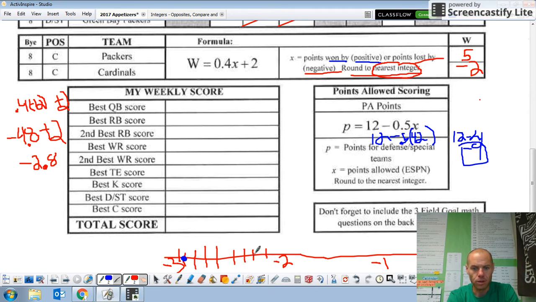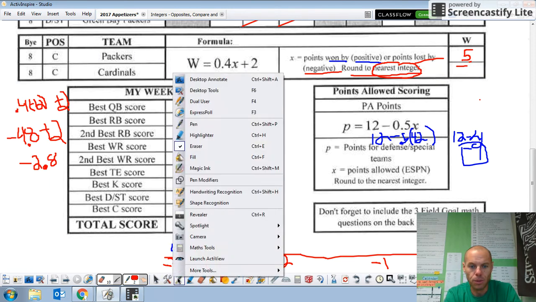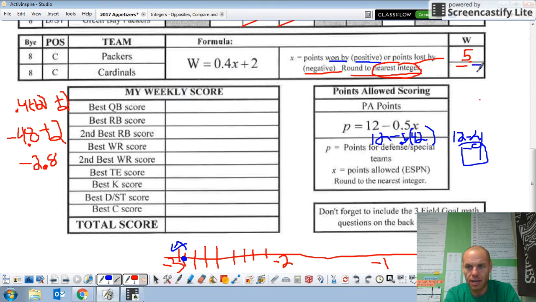Okay, so 2.1, 2, 3, 4, 5, 6, 7, 8. So obviously, in this case, we are going to round to -3 because 5 or more, you round up. In this case, we're going to round to -3. So this right here is incorrect. This is going to be -3 because -2.8 is closer to -3.